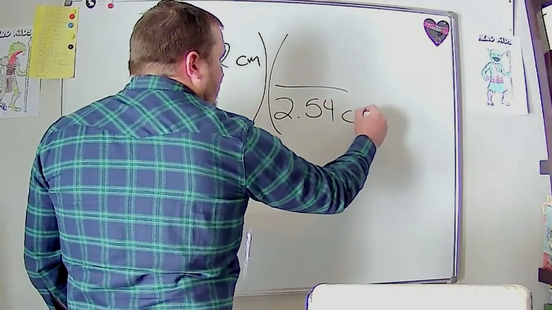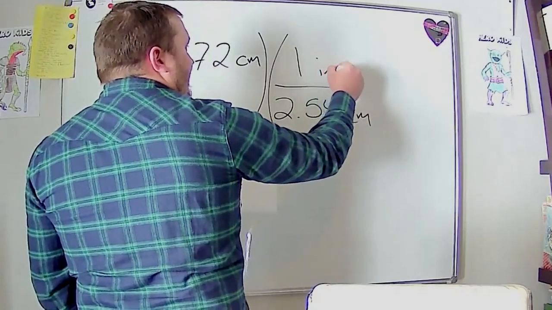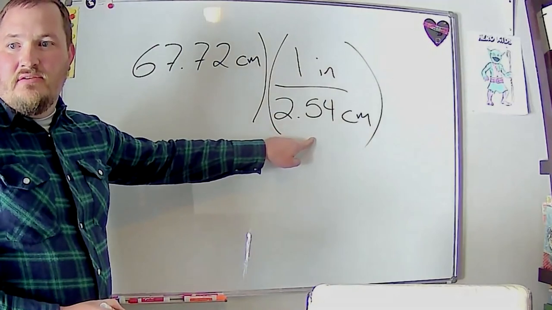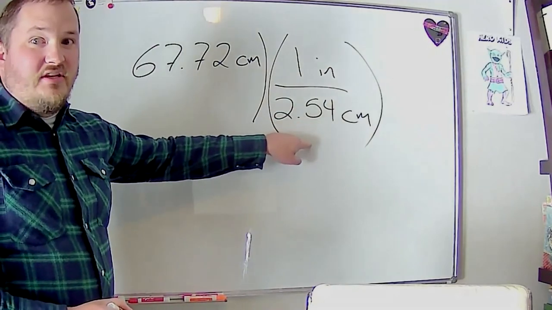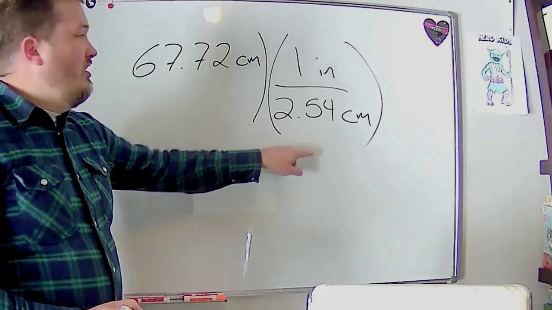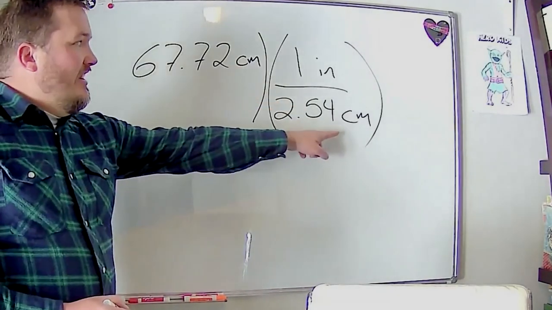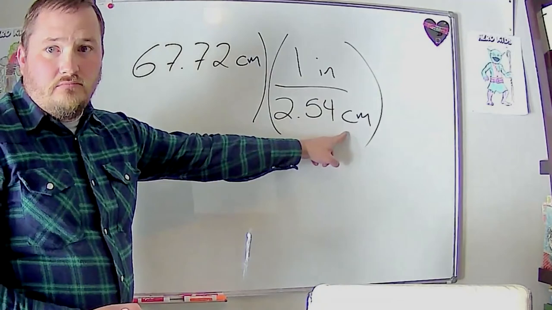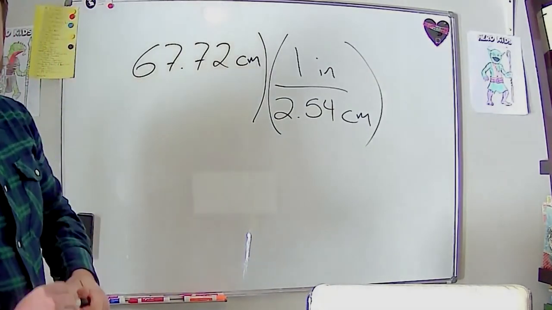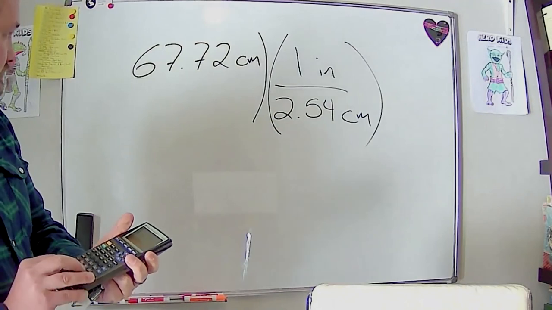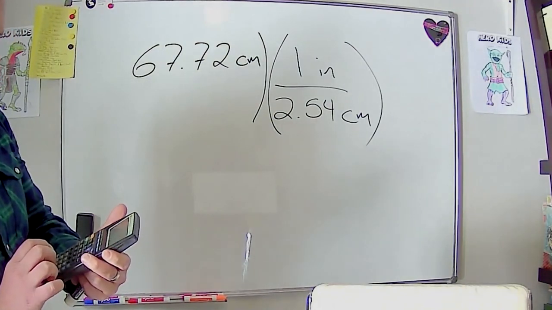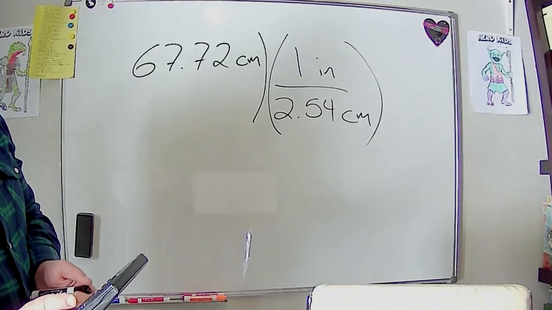It looks like a measured number, which is part of the tricky part. 2.54 centimeters is exactly 1 inch. So this has infinite sig figs, which means that's not going to define where we round when we plug this into the calculator. We've got to divide by 2.54. And then at the end, we're going to wind up with 4 sig figs. So 26.66.